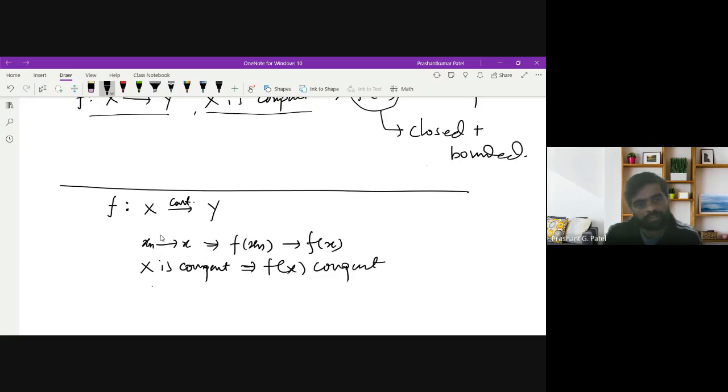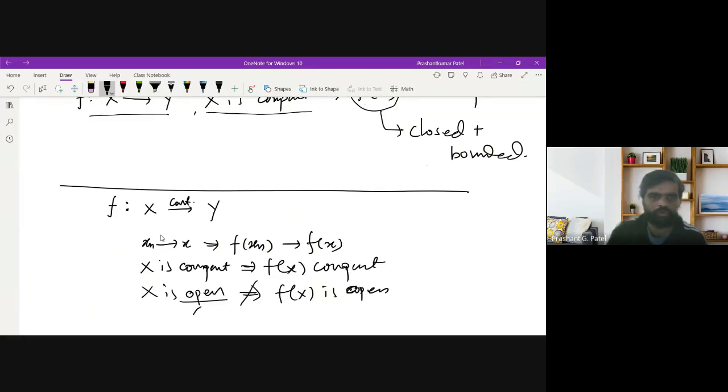The other thing we have discussed is that X is open does not imply f of X is open. So under the continuous map, openness is not preserved. The same result we have for closed sets. So closedness is also not preserved. To make closedness and openness preserved, you require that your function has to be a homeomorphism. So f is a homeomorphism from X to Y, then this result is true. That is, X is open implies f of X is open.